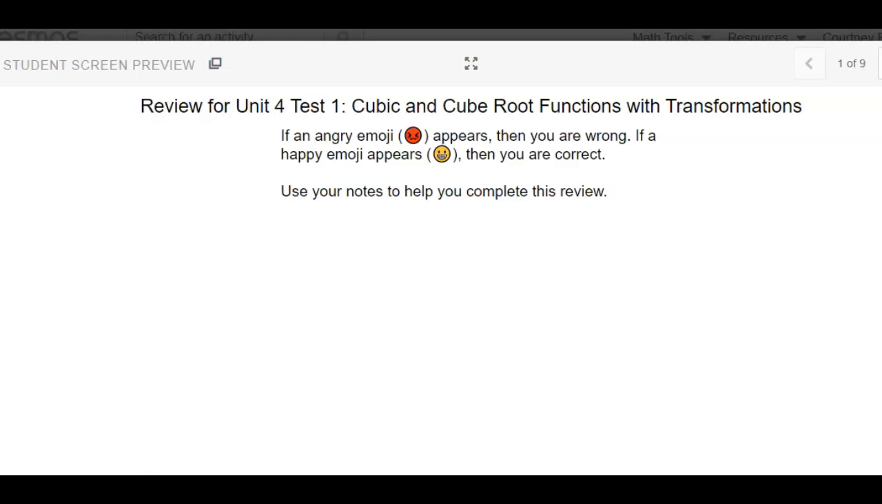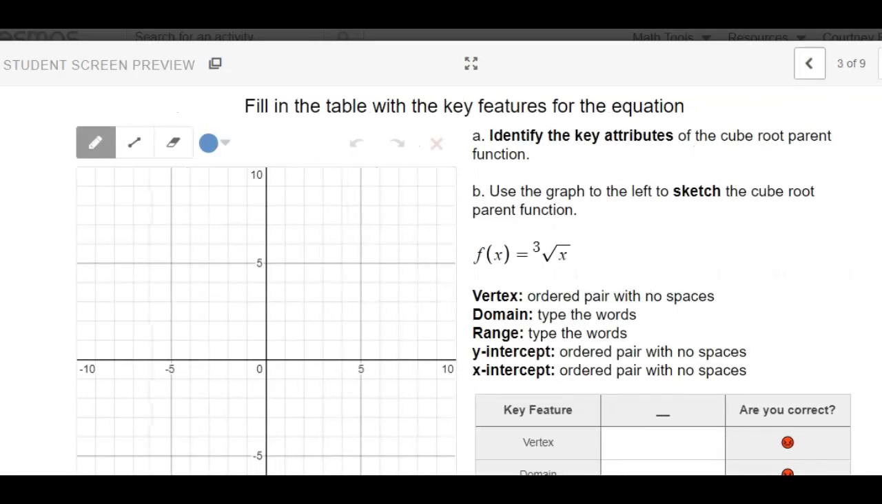So let's move to the first. Whoops. There we go. It says fill in the table with the key features for the equation. So the first thing that we need to do is identify the key attributes of the cubic parent function. And then the second thing that we're asked to do is to use the graph to the left to sketch the cubic parent function. I have given you the cubic parent function right here. So we have f of x equals x cubed.